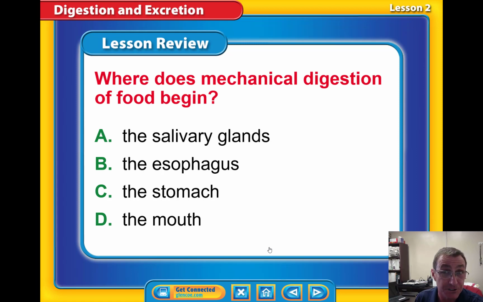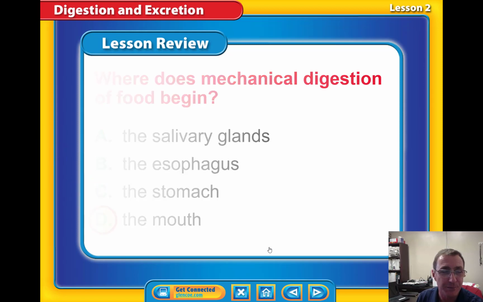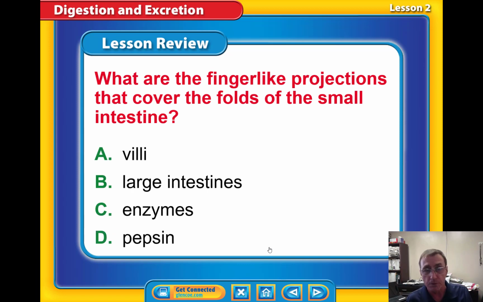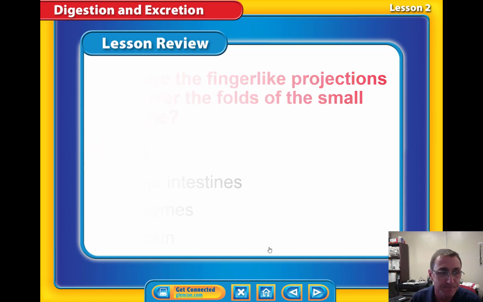All right, where does mechanical digestion of food begin? You should hopefully know by now that mechanical, again, the chewing, crunching, as a hint, happens in the mouth. What are the finger-like projections that cover the folds of the small intestines, right? Those guys. You should know, hopefully, that's villi, or villus if you're talking about a single one.